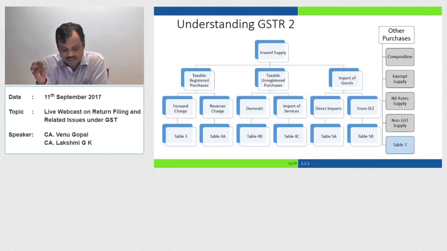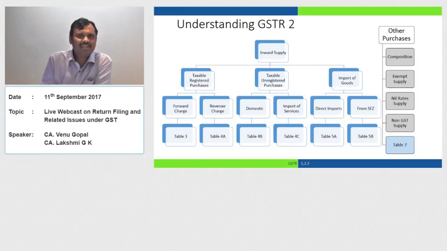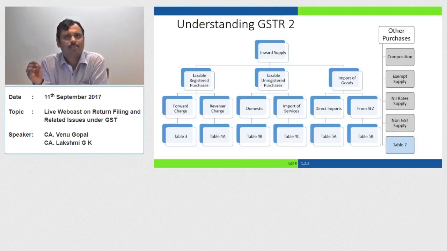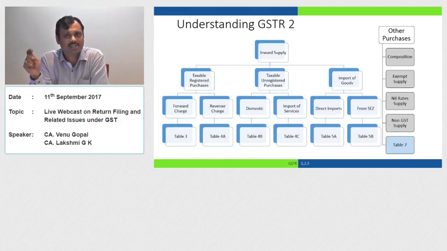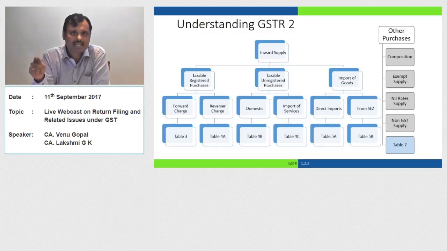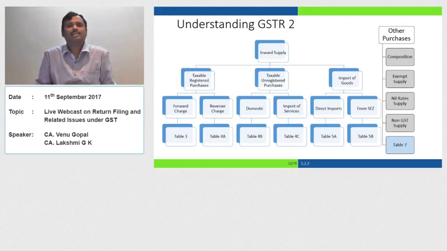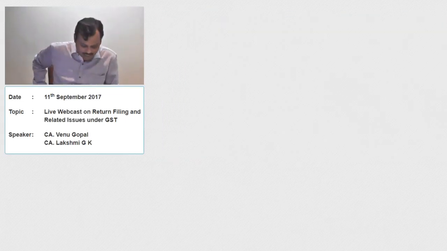Next comes import of goods, whether it is a direct import or from SEZ. Direct imports are reported under 5A, imports from SEZ are reported under 5B. Leaving this, all other purchases where there is no tax applicable. One is your composition purchases. Though it is a registered person, you are not getting any input tax credit, nor is he charging any tax on the invoice. Next, all exempted supplies, exempted inward supply, nil rated and non-GST supplies, are reported under your table 5. I've just missed table 6, which I'll explain to you in a while.